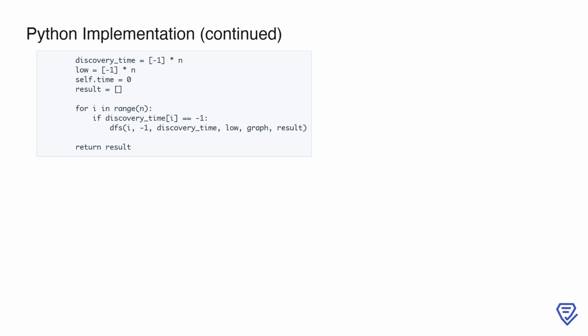To ensure all nodes are processed, we iterate through each node from 0 to n-1. For nodes that have not been visited, indicated by a discovery time of -1, we initiate a DFS starting from that node. The DFS explores all reachable nodes and updates the discovery_time and low arrays along the way, identifying critical connections in the process. Once the DFS completes for all nodes, the result list will contain all edges that are critical for maintaining the connectivity of the network. Finally, we return the result, which gives us the desired output of critical connections in the network.